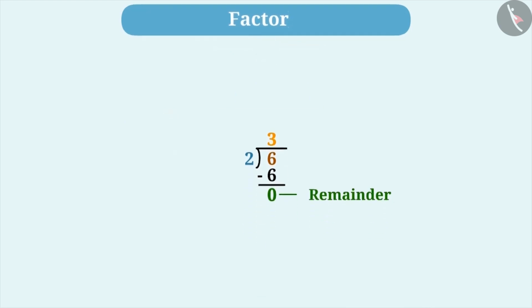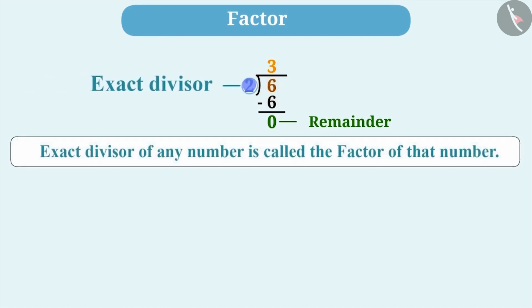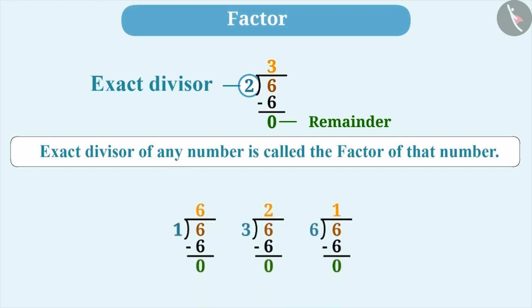Remainder 0 indicates that the number 2 is the exact divisor of number 6. Exact divisor of any number is called the factor of that number. Moreover, dividing 6 by either 1, 3 or 6 also results in remainder 0, which means along with 2, 1, 3 and 6 are also the factors of 6.